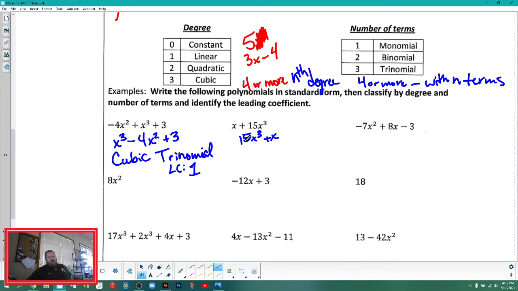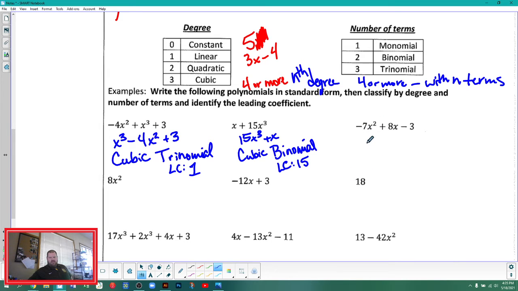The next one I have, it's to the 3rd power, so it again is cubic. It has 2 terms, so it's a cubic binomial. And the leading coefficient is 15. The first number being multiplied by the variable is 15. This one's already in standard form. It goes x squared, then x, then no x.